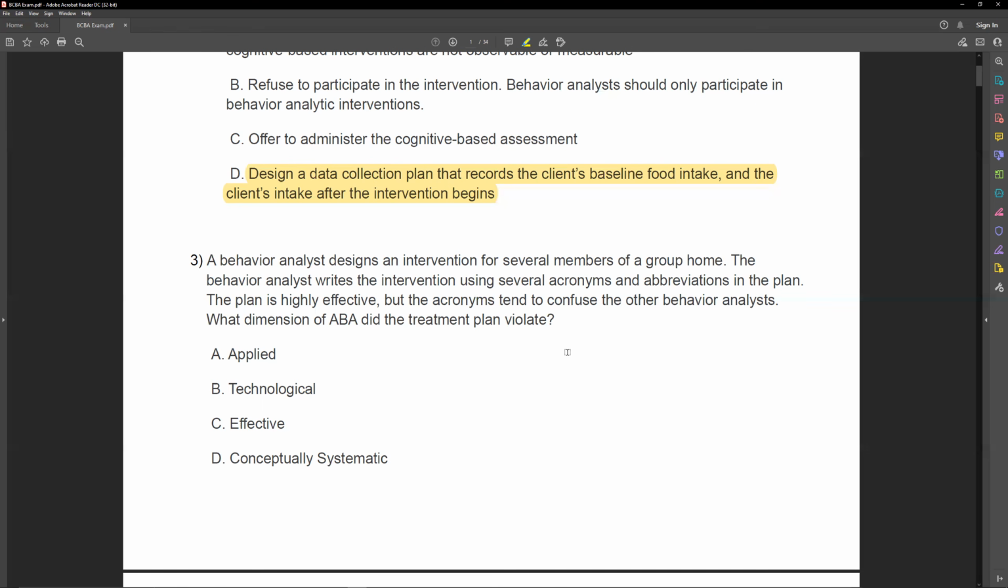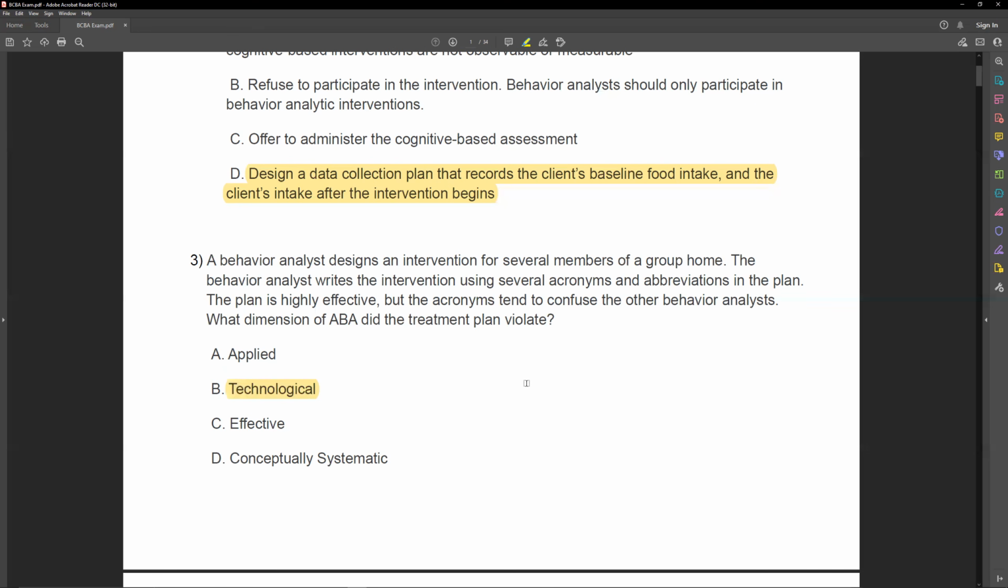Technological says the intervention should be able to be reproduced and replicated by other people, basically, right? So any intervention you design or write should be able to be implemented by other analysts. This one clearly is not, because it uses the acronyms and abbreviations, which are confusing other analysts. Okay, so we are violating the dimension of technological. Always read all of your answer choices.